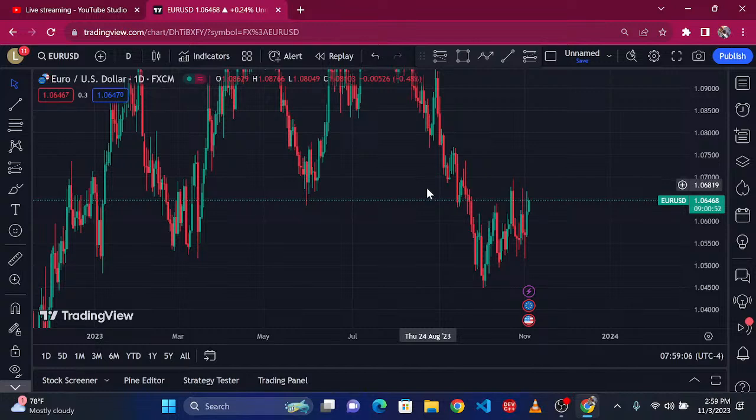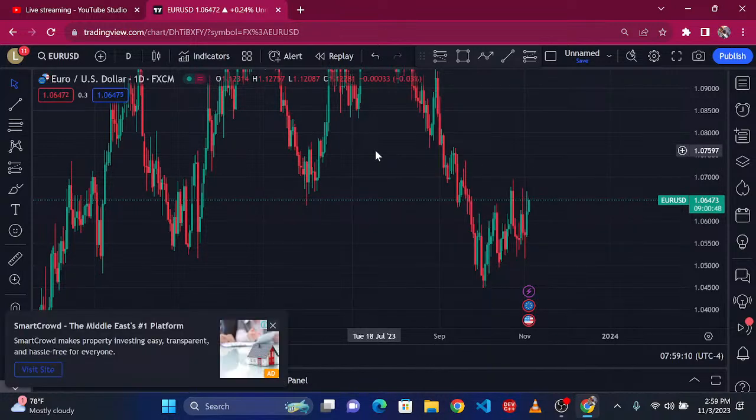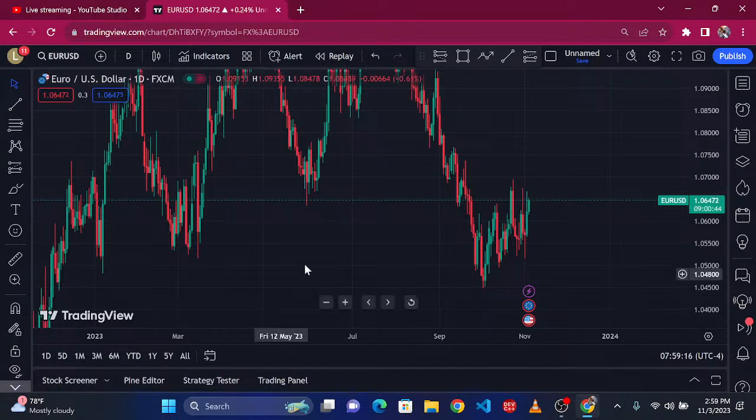This is a 1 day time frame chart which we are going to first analyze. We shall start with the 1 day time frame chart.